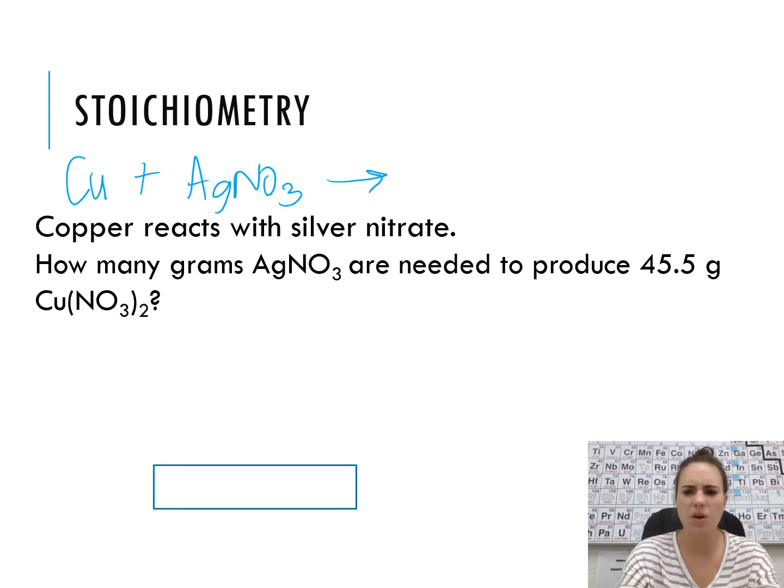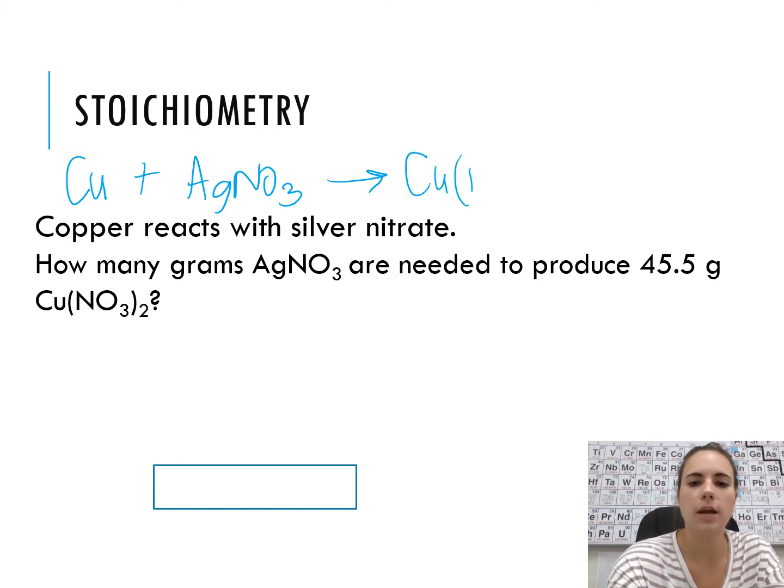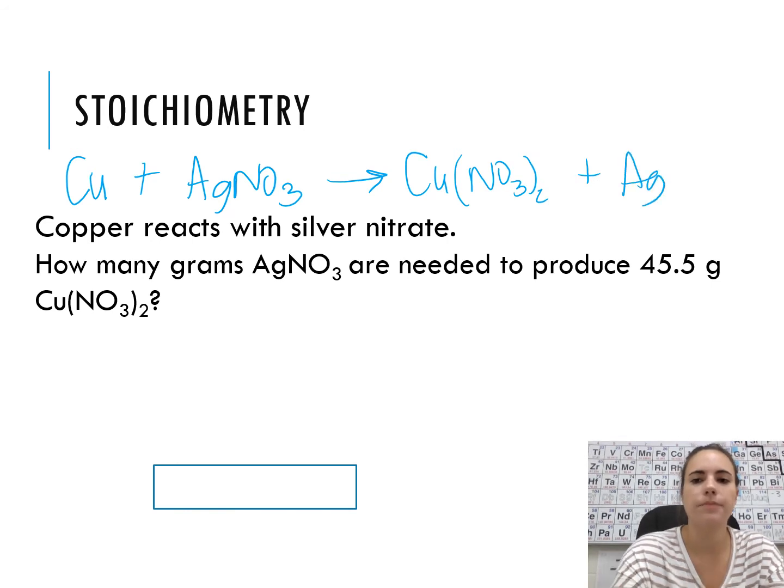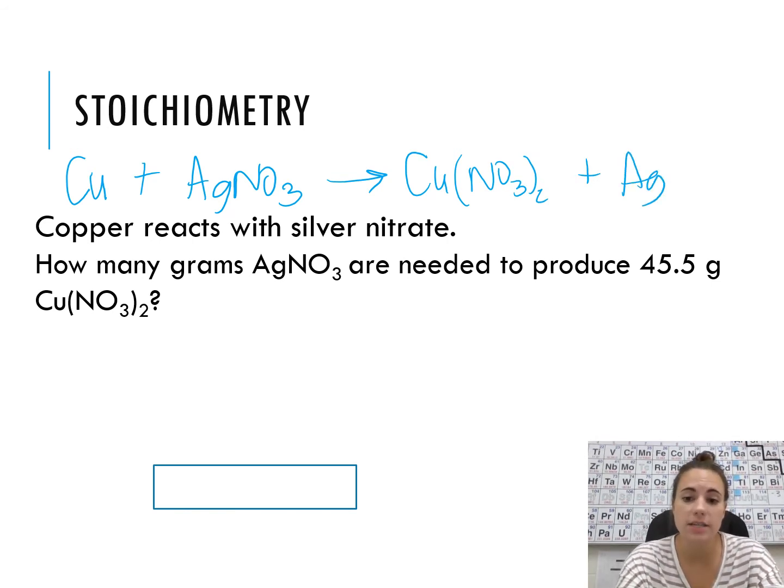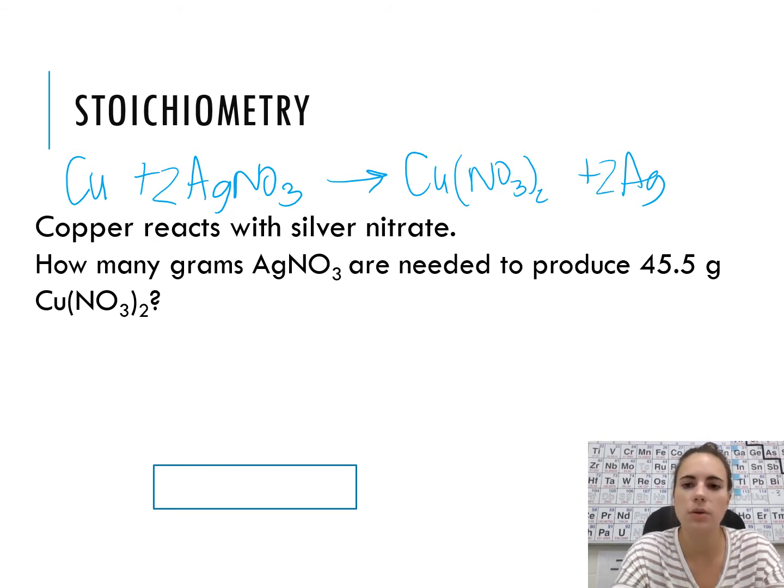Now, how do I know what my products are going to be? Well, I look at this equation and I see this is a single replacement reaction. So copper is going to kick out the silver to create copper nitrate and solid silver. So now I have to look and see if my whole equation is balanced, and it's not, because I have 2 nitrates in the products. So I'm going to stick a 2 there, and now that gives me 2 silvers, so then I have to put a 2 here to balance that out.